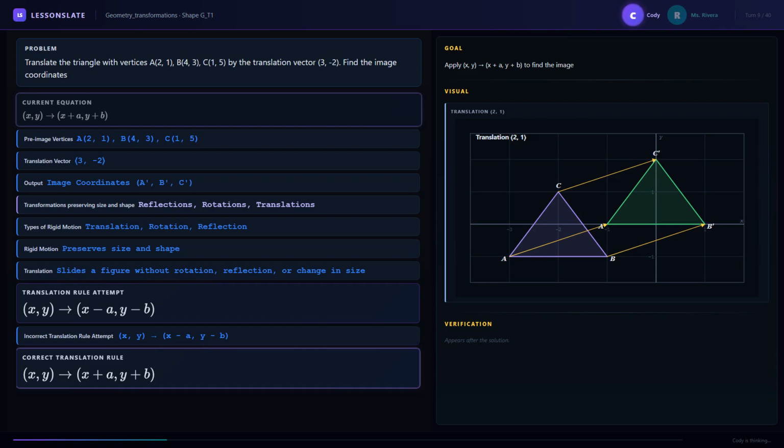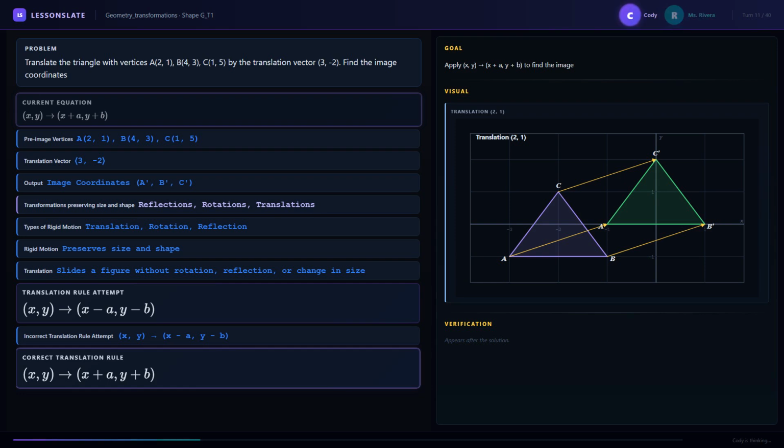So then, for a point x, y translated by a, b, the new coordinates would be the point x plus a, y plus b. Is that the correct way to do it? Yes, Cody, that's exactly right. For a translation by a vector a, b, we simply add a to the x-coordinate and b to the y-coordinate. This gives us the image point x plus a, y plus b. Now looking at our problem, what is the translation vector we're working with?